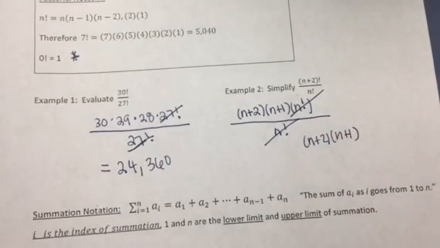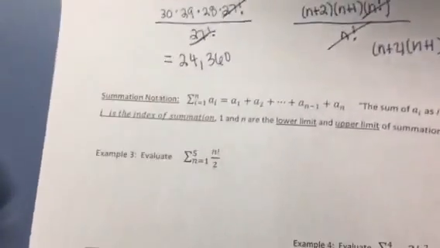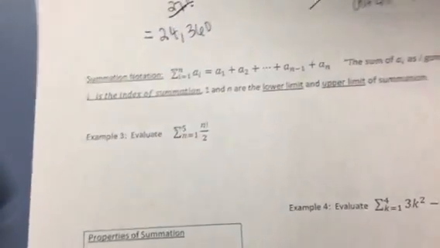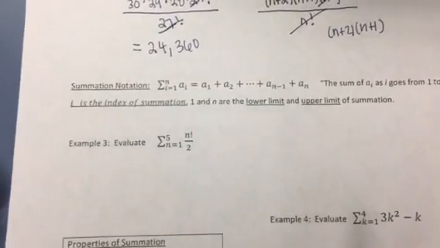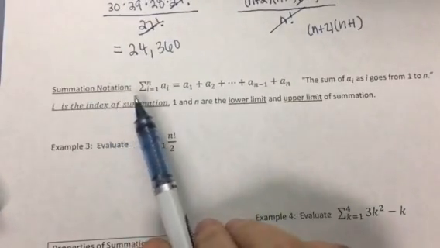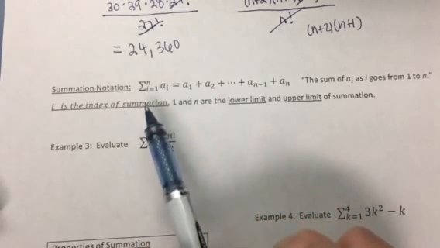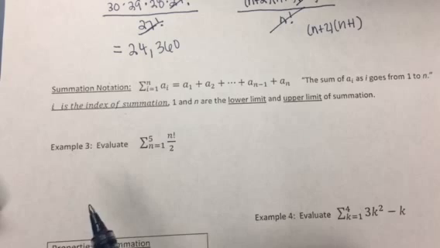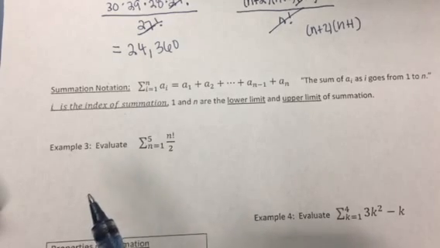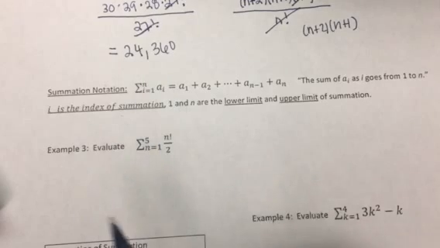You also need to be familiar with summation notation. You'll see this a lot in calculus, especially Calc 1, I do believe. Summation notation: this capital sigma, the Greek letter sigma, is the symbol for a summation. It's going to tell us what to add up, where to start, and when to stop.